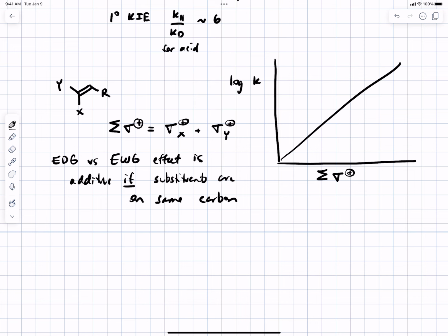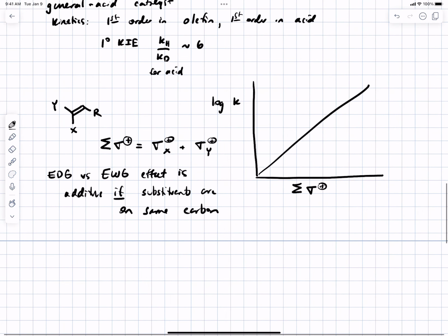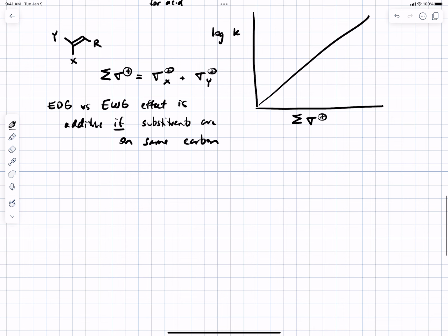Now, why would we care about that? And what does that tell us about the transition state for this reaction? Let me just show you some example data selected from this study. And we're going to do rate of the reaction. It turns out that the rate for the monosubstituted alkene is about the same as the rate for the 1,2 disubstituted alkene. Okay?